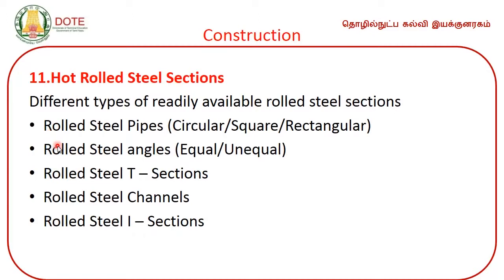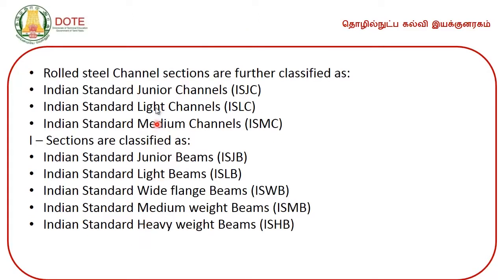And we all know that the hot rolled sections which are available in the market are in the shapes of rolled steel pipes, which may be circular, square, rectangle, rolled steel angles equal or unequal, rolled steel T sections, rolled channels and I sections, sometimes called beams. The rolled steel channels are available in these designated forms: Indian standard junior channel, Indian standard light channel, Indian standard medium channel. Further, I sections are classified as Indian standard junior beam, light beam, wide flanged beam, medium weight beam and heavy weight beams.